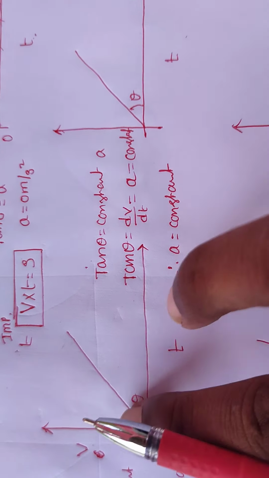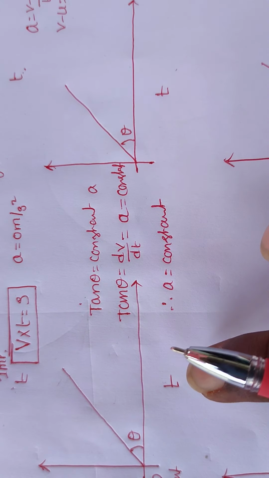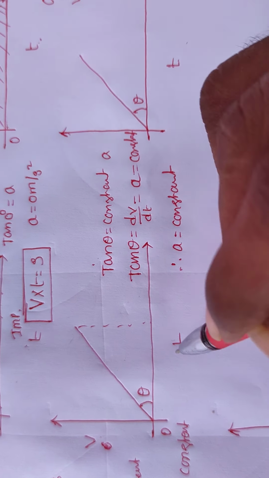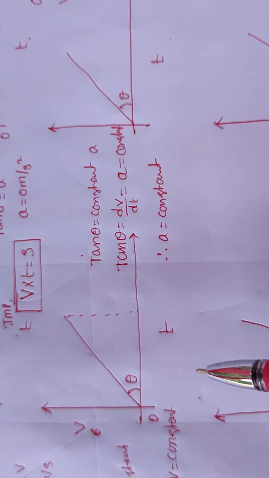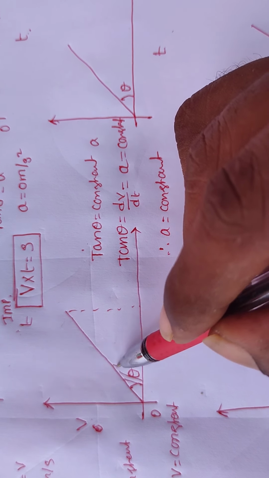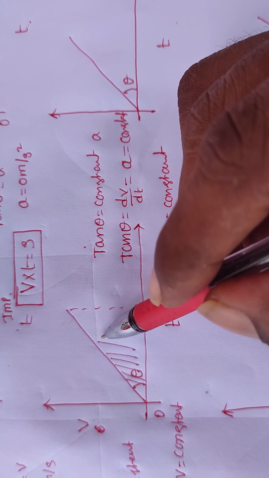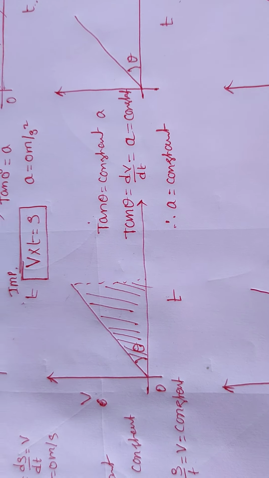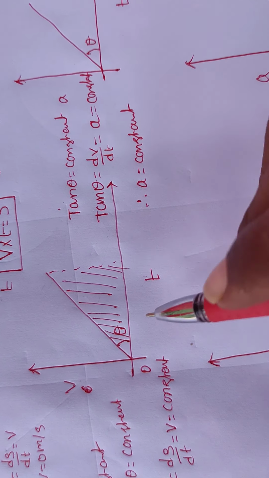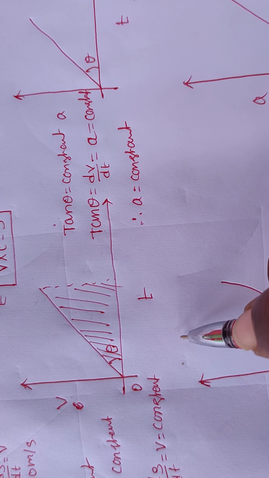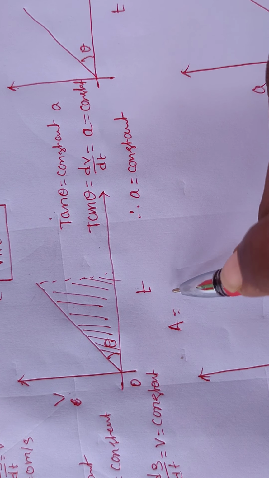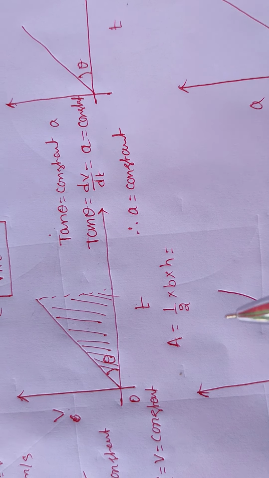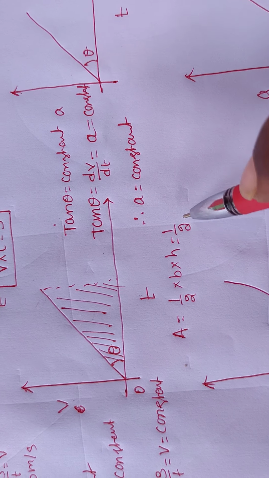But here we can identify the graphical representation for the velocity time graph. Velocity into time equals displacement. Yes or no? So what is the shape of this area? Right angle triangle. What is the formula for the area of a right angle triangle? Half into base into height. One by two, base value.